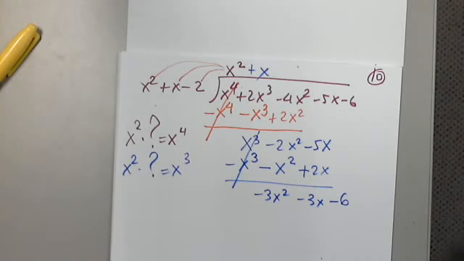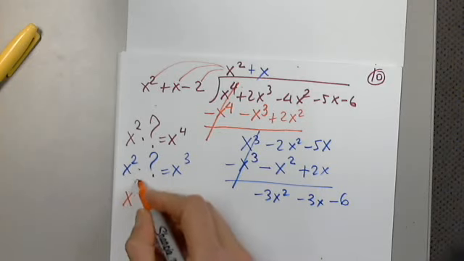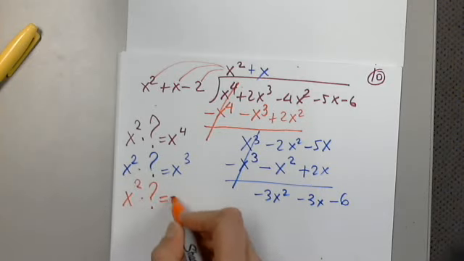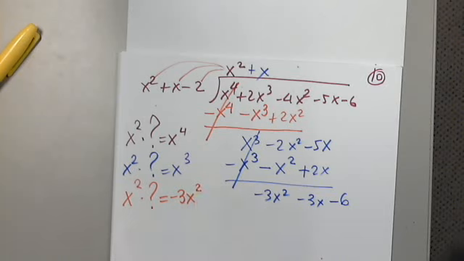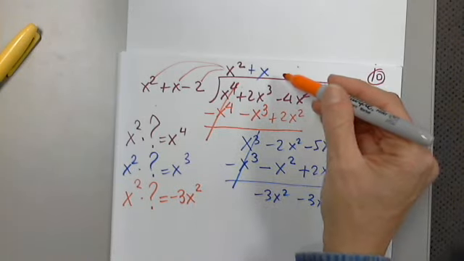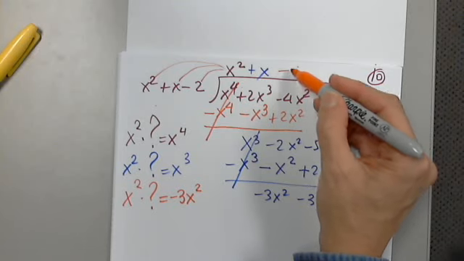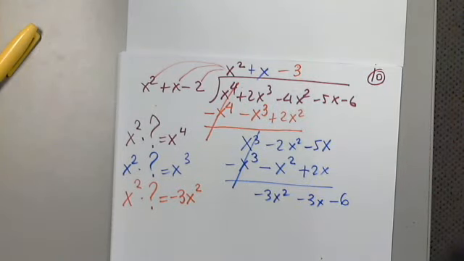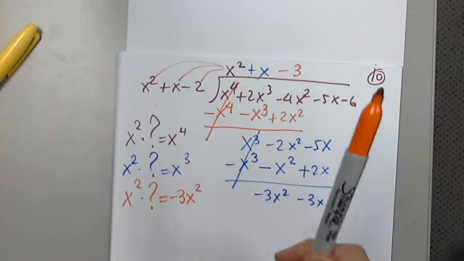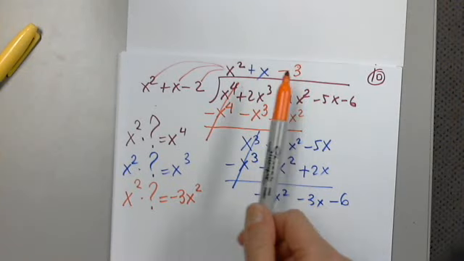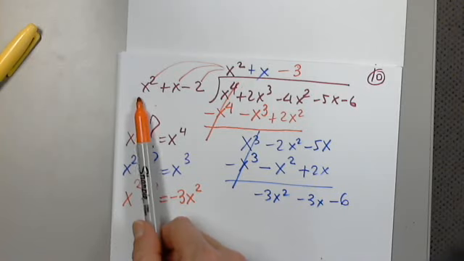So final question now. X squared multiplied by what is negative 3x squared? And at the top, I don't lie. Very good. Awesome. Indeed, negative 3. So, negative 3 times x squared.